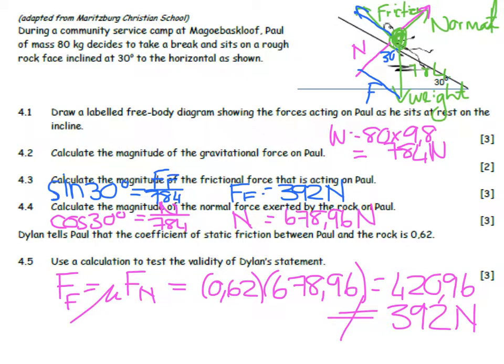You could have done it the other way around, where you worked out what the coefficient of static friction was using these two numbers over here, and in doing that you would have found a number that was different from 0,62. Remember, static friction is when something is stationary, whilst dynamic friction is when something is moving.